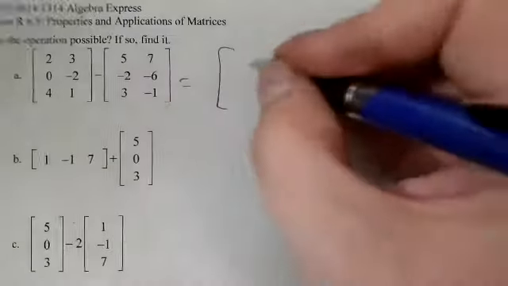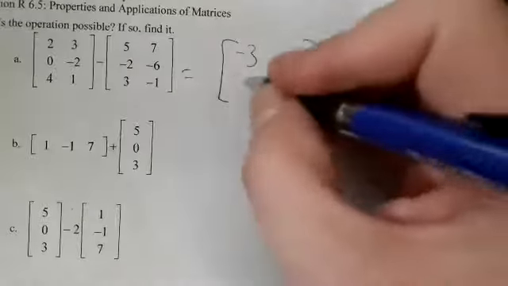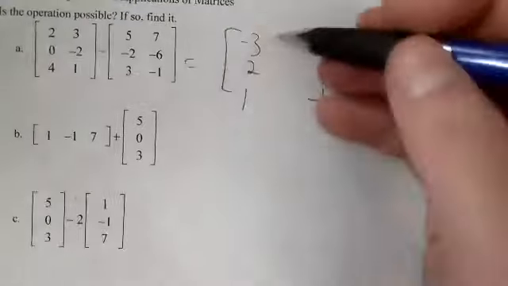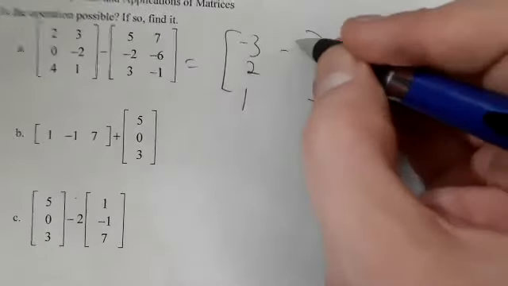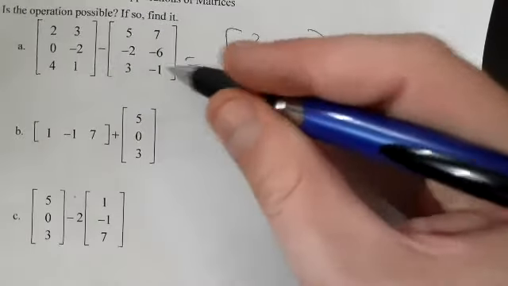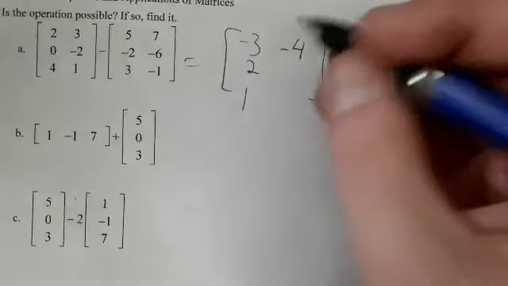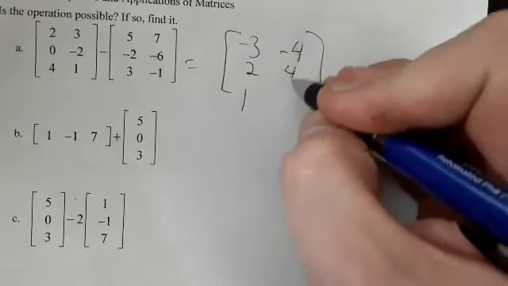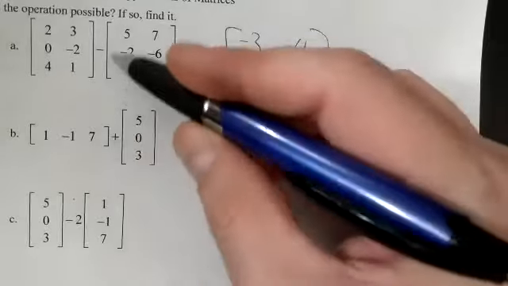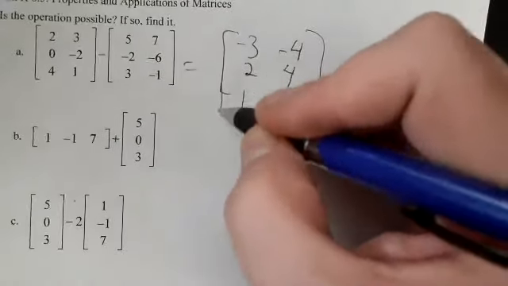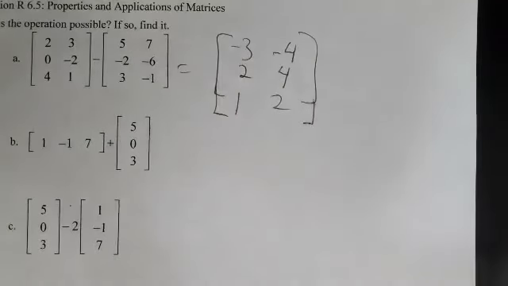So I'm doing 2 minus 5 minus 3. 0 minus a minus 2 should give me positive 2. 4 minus 3 should give me 1. 3 minus 7 should give me a minus 4. Minus 2 minus a minus 6 is like minus 2 plus 6, or 6 minus 2, which should give me 4. 1 minus a minus 1 is like 1 plus 1, which should give me 2. So make sure you extend your matrix all the way.